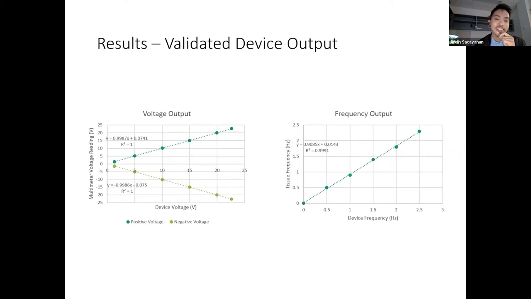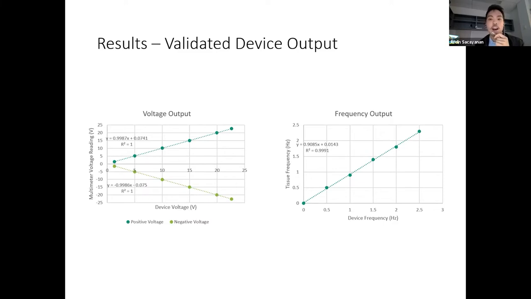On the left-hand side, it shows you the voltage output. In horizontal, it shows you the device voltage, while the vertical is the reading from the multimeter. As you can see, for each device voltage, there are two readings for the multimeter, and this just accounts for the dual voltage of the device. One thing to note from this graph is that the correlation, which is the R squared, is equivalent to one for each of the lines, which suggests that the device actually does produce the proper voltage.